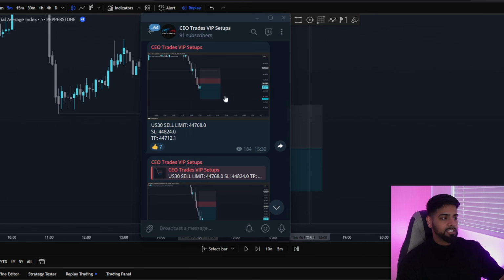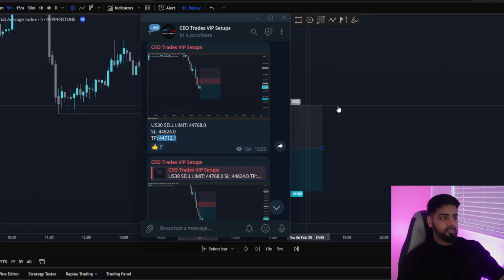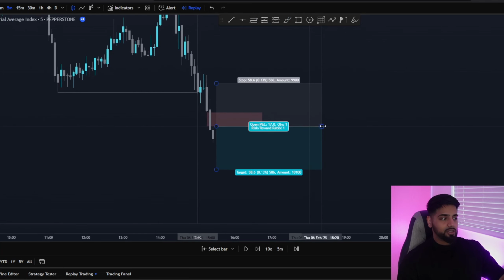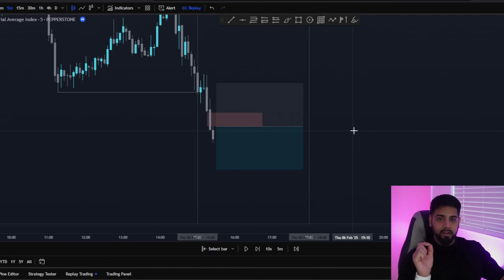And this is again where I sent the trade into the VIP group. As we can see, US30 sell limit at 3:30 in the afternoon. Stop loss, take profit, and an image just to make sure everyone knows where the fair value gap is. Now, once all of this hard work is done, we've ticked off everything on our checklist. We can rest assured that we have now identified an A++ setup.